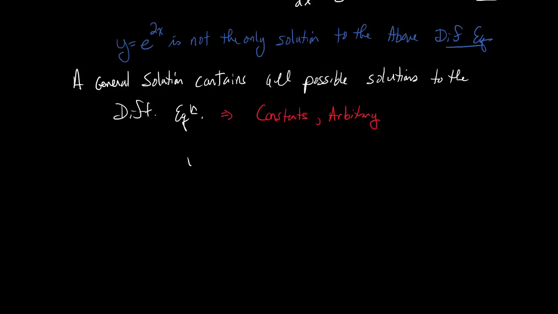So the general solution to the above differential equation, which was dy dx minus y equals e to the 2x, is going to be e to the 2x plus c e to the x. At this point, don't feel worried that you don't know how to get that solution. I think it's more important for us to define the different types of solutions.